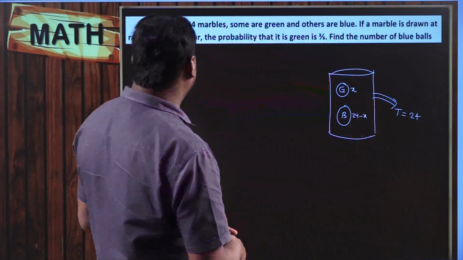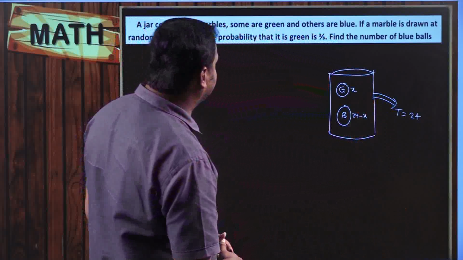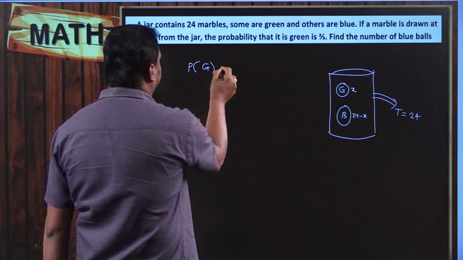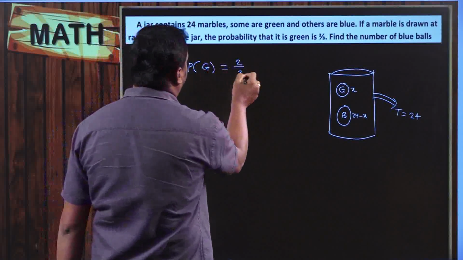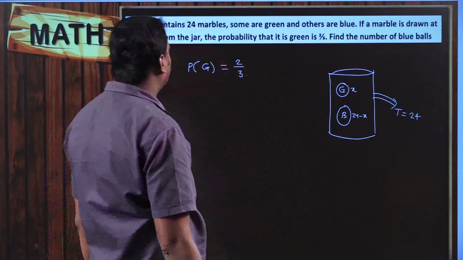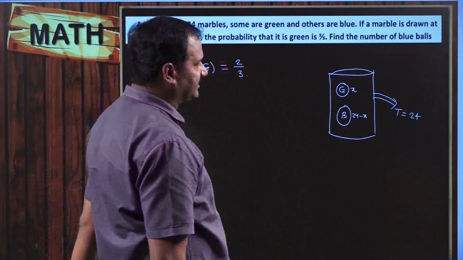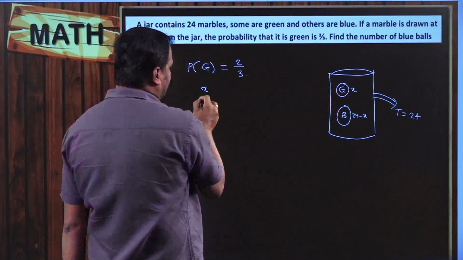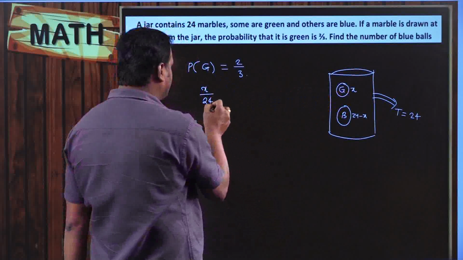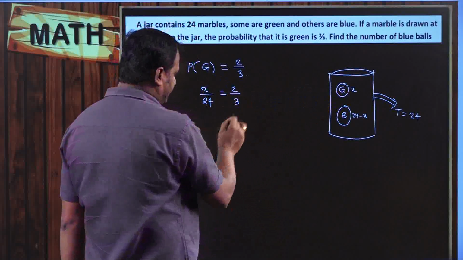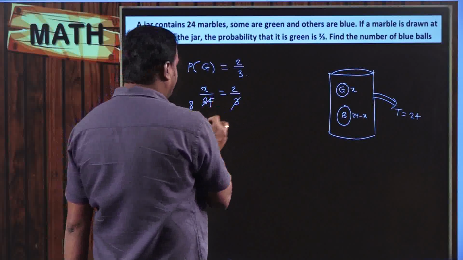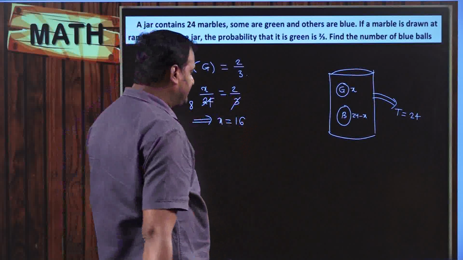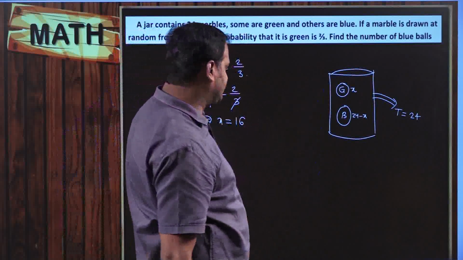If a marble is drawn at random from the jar, the probability that it is green is 2 divided by 3. So find the number of blue marbles. The probability of drawing a green marble is X out of 24, which is equal to 2 divided by 3. 3 eights are 24. By cross multiplication you get X equal to 8 twos, which is 16. This means the number of green marbles is equal to 16.